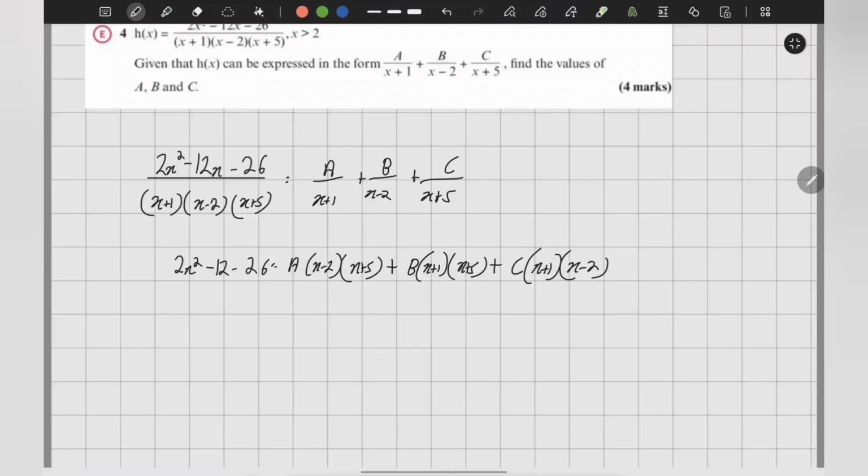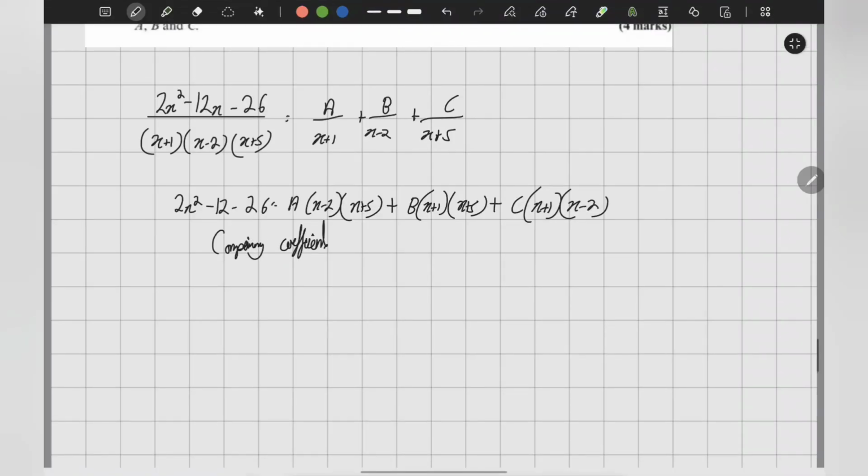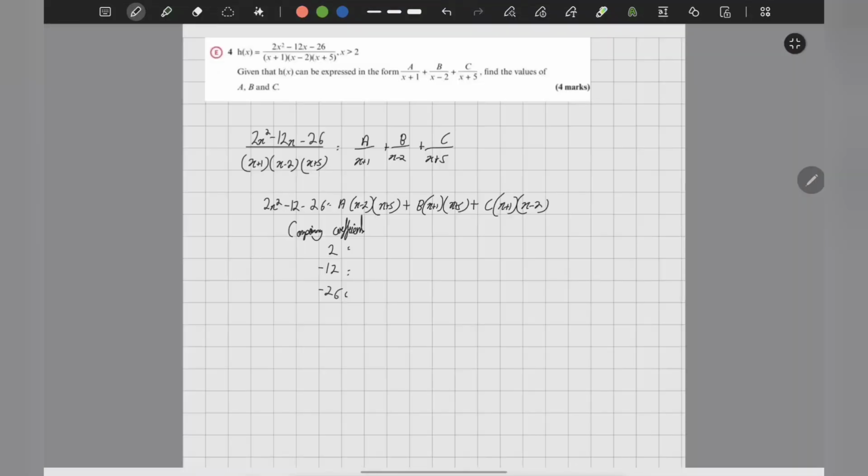So now comparing coefficients. Over here, this is a bit tricky because we need to expand fully. It's harder to see what makes what. So if I say comparing coefficients, we have our x squared, our x term, and our normal constant. So to find this, I'm going to expand this out fully just to make it easier for us to see so we don't make any mistakes.